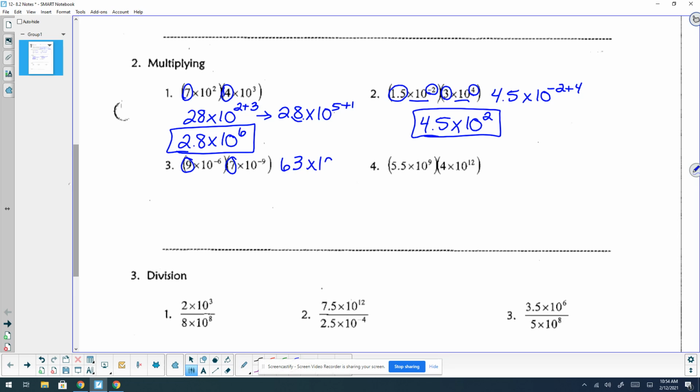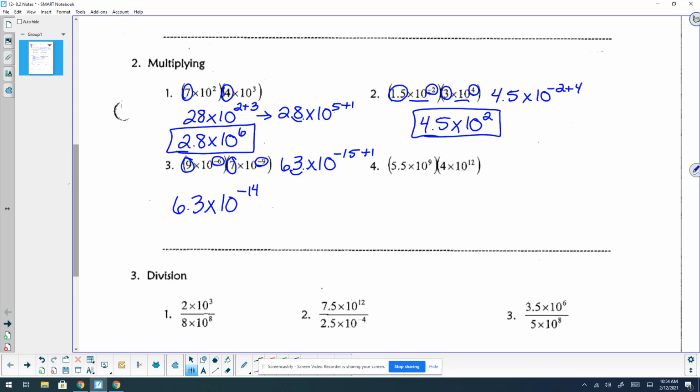I keep my times 10. I need to add negative 6 and negative 9. So negative 6 plus negative 9 would be negative 15. At this point, I have two numbers to the left of my decimal, so I need to move it to the left. Anytime I move it to the left, I increase my exponent. So I have 6.3 times 10. Negative 15 plus 1 would be negative 14.